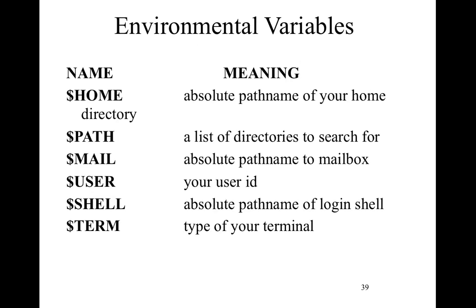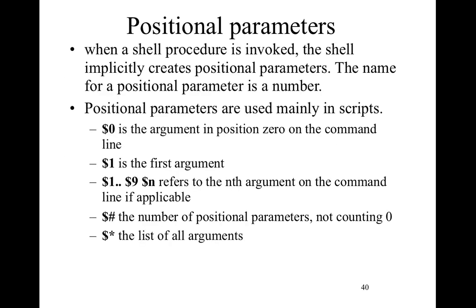So here are some examples of environmental variables. Home, well, we know that. It's the absolute path name of your home directory. Path, mail, the absolute path name of your mailbox. User, who I am. The terminal type of your terminal, xterm, whatever it happens to be. If you don't know your terminal type, you can't make the settings work properly to give you the type of display you want. So these are set automatically in the environment.